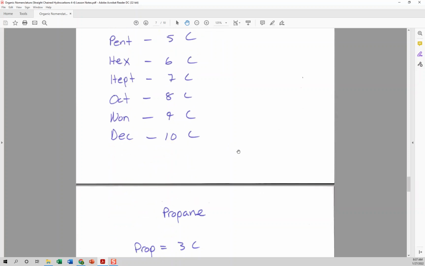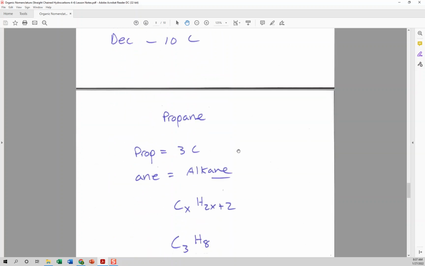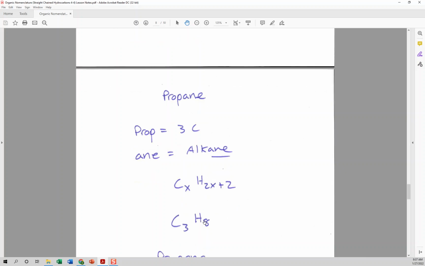All right? So how do you know if it's an alkane, alkene, or alkyne? Well, it's pretty easy. You use the prefix to tell you the number of carbons, and then the ending is going to tell you ane, ene, or yne. So propane means 3 carbons, and ane means alkane. So I'm following this formula: if I have 3 carbons, I get 8 hydrogens.